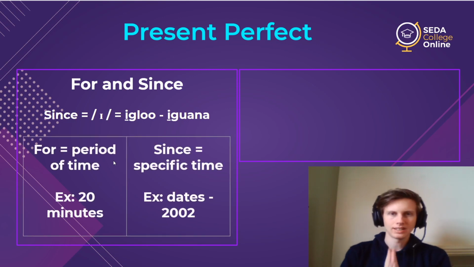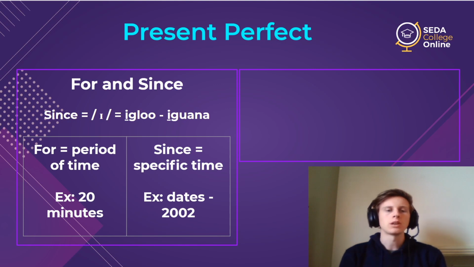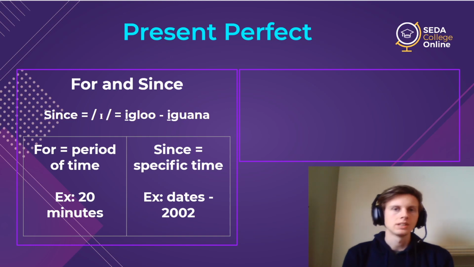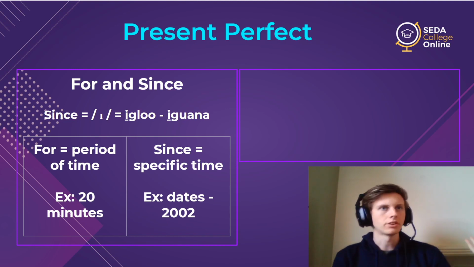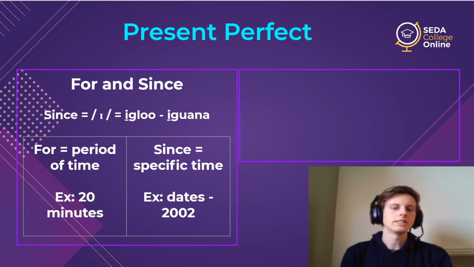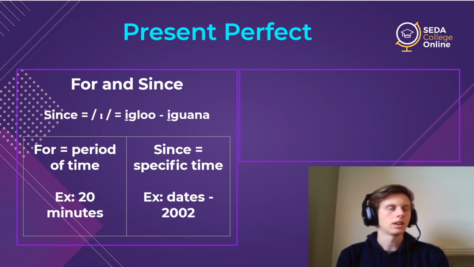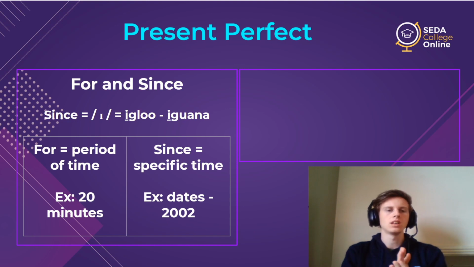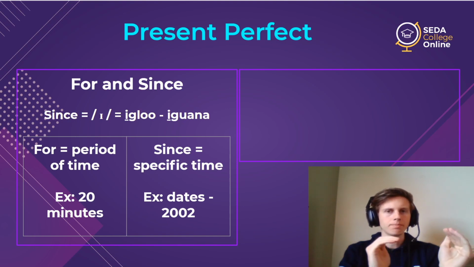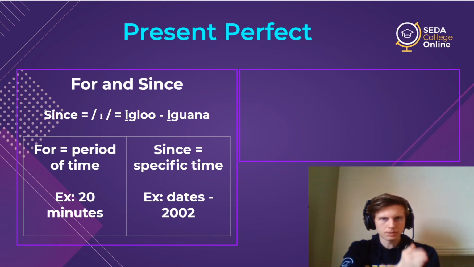Now for the meaning, the time. So it's a very clear distinction. For is for a period of time, something like 20 minutes or 20 years, some amount of time that you measure with minutes, seconds, weeks, days, years. Since is for a specific time. An example of this would be a date or a year. So since March 23rd, 1996, or since 2002, or since last week. Some specific point in time. I think for is more like a window of time, whereas since is going back to that one specific point.